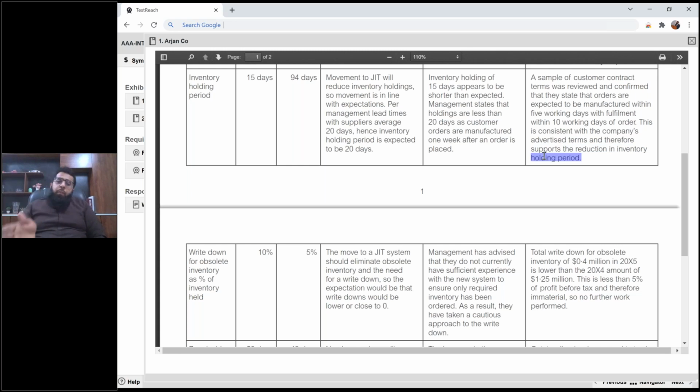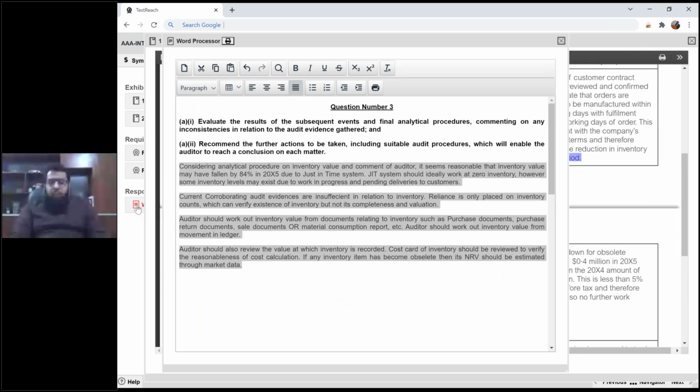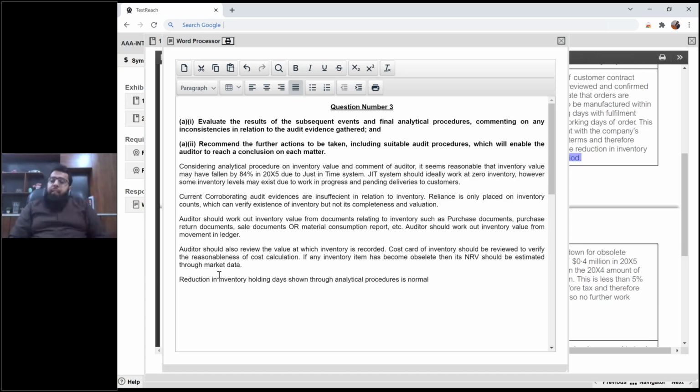The inventory holding period has fallen from 94 days to 15 days, and we have reviewed a sample of contracts and they also confirm that yes, the inventory holding days have reduced. Because what is happening is that whenever we get an order, we ask the supplier to send the goods. They send the goods and we manufacture it, and it takes us normally 10 days to manufacture. So in this part, you can say that the reduction in inventory holding days shown through analytical procedures is normal. Why is it normal? Or I would say is reasonable considering the commentary and new management approach of just in time.